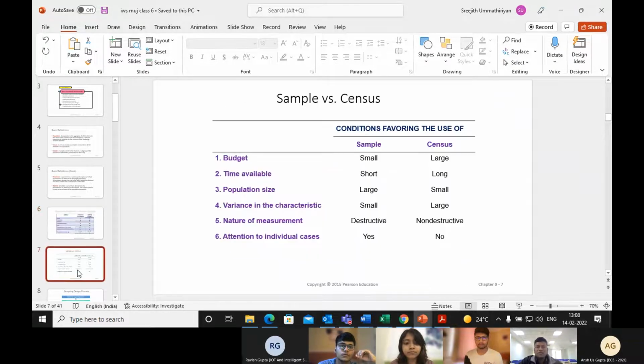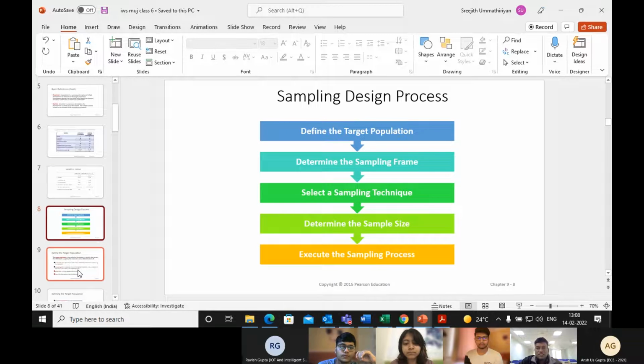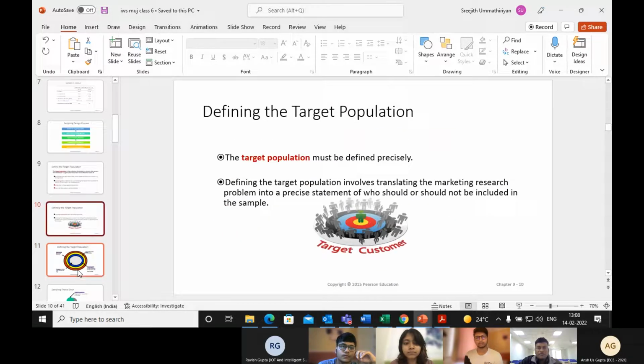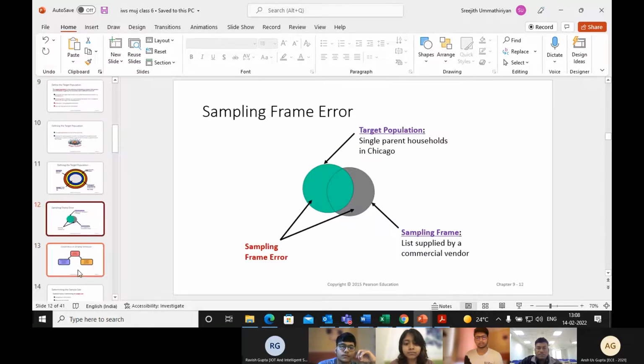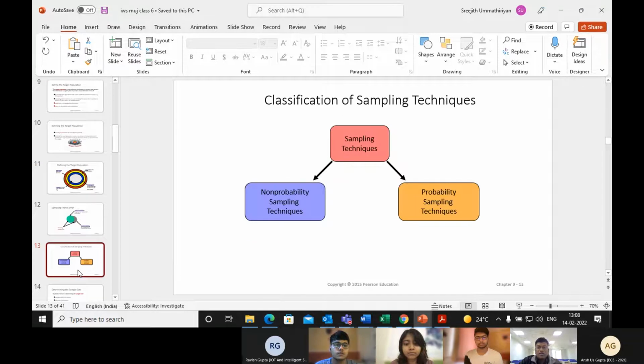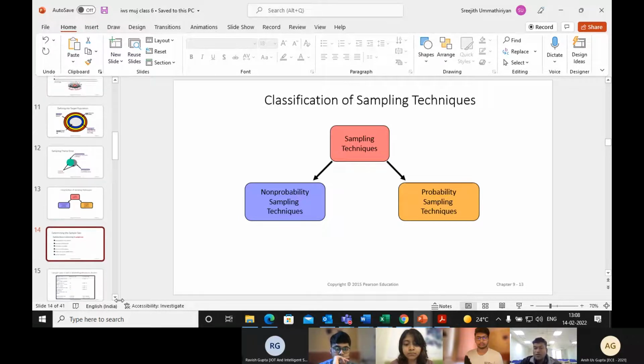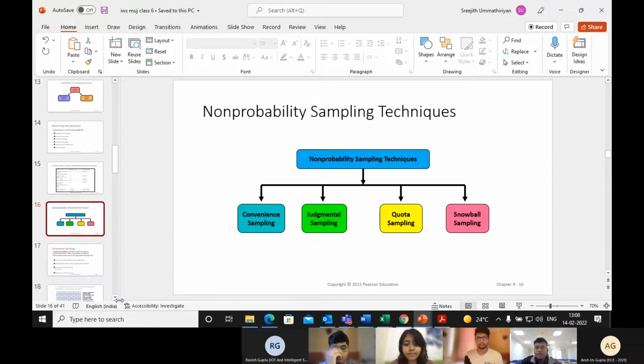Sample. Then, of course, we've gone through these things, and the definition of target population we did in the previous class. Classification of sampling techniques: two basic techniques, probability sampling and non-probability sampling. We went through the 4 non-probability sampling techniques yesterday. The 4 non-probability sampling techniques are convenience sampling, judgment sampling, quota sampling, and snowball sampling, right? So we've gone through this.